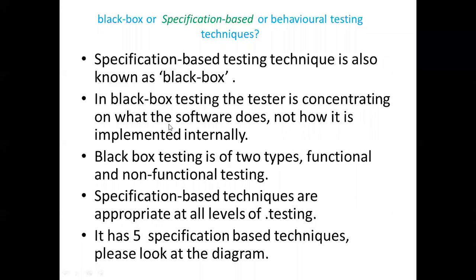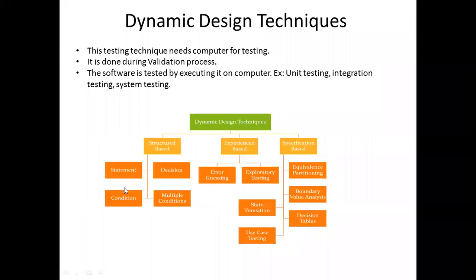And this black box testing is of two types: one is functional and the other is non-functional testing. This technique is appropriate at all levels of testing, and it has five specification based techniques. So what are those? Statement, decision, condition, and multiple conditions.